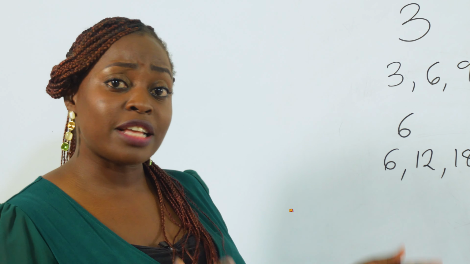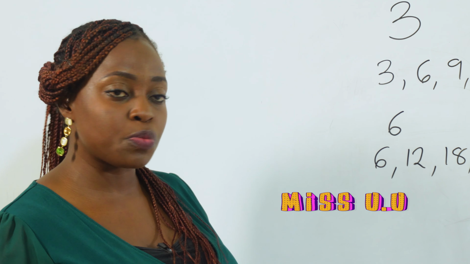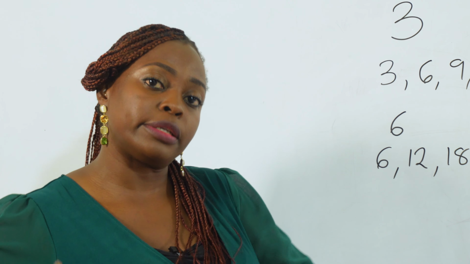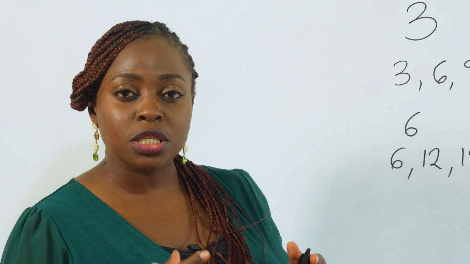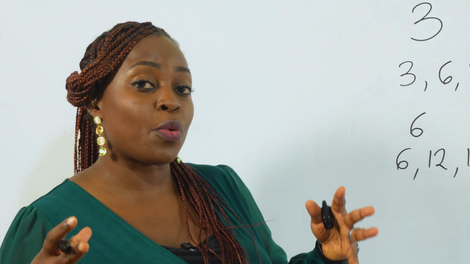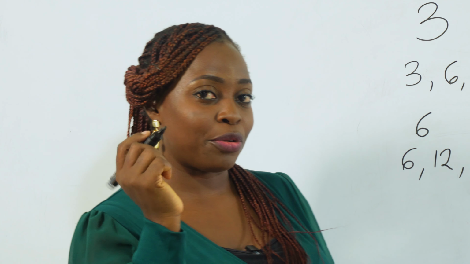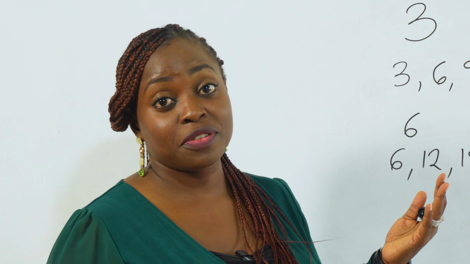So you see, that's the difference between factors and multiples. Multiples is the number multiplied by 1, 2, 3, 4, and thereafter. However, factors are the numbers that when you multiply together will give you that number. And that's the difference between factors and multiples.